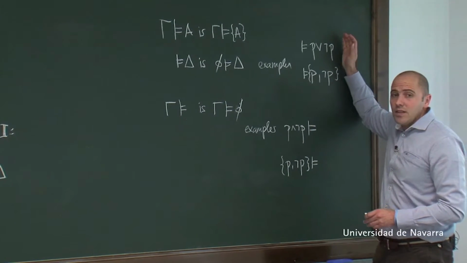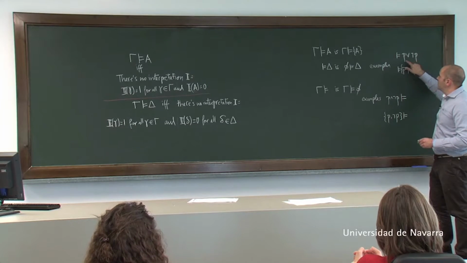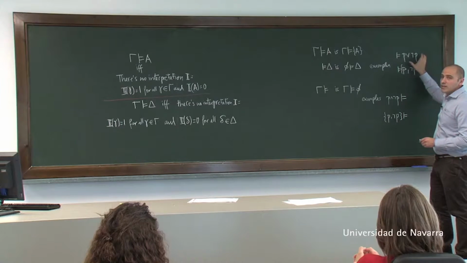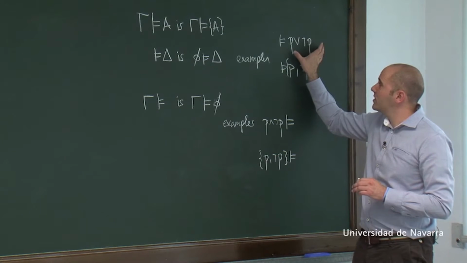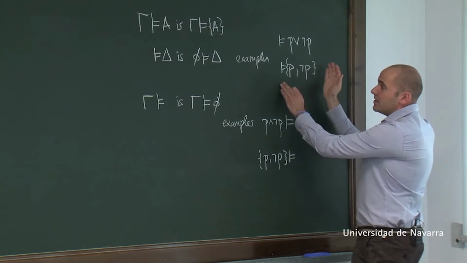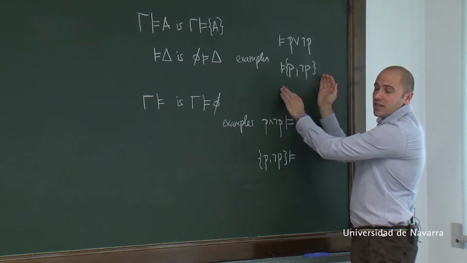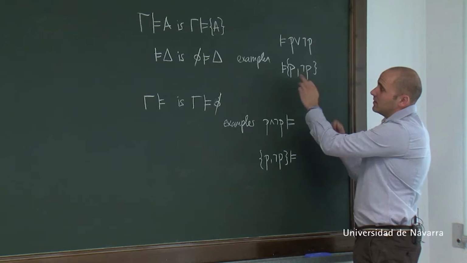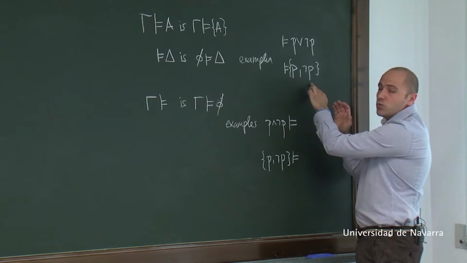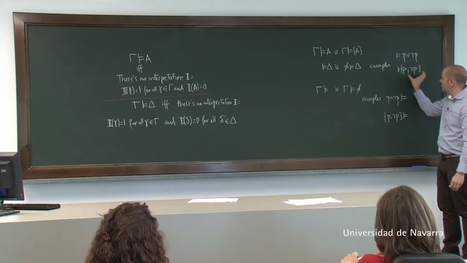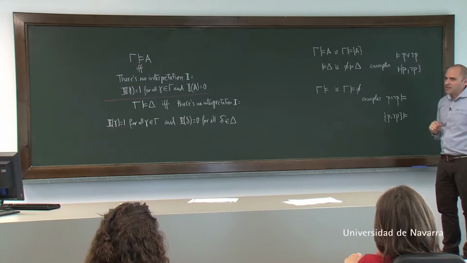Well, we've got that P disjunction not P is a classical validity. This takes value 1 in every interpretation. But the set containing P and not P is also a valid set, because in any interpretation, at least one of them will take value 1. So this is an example of a valid set.